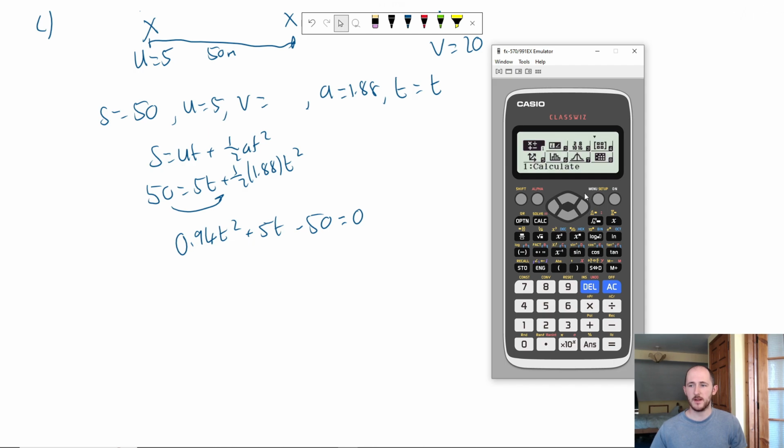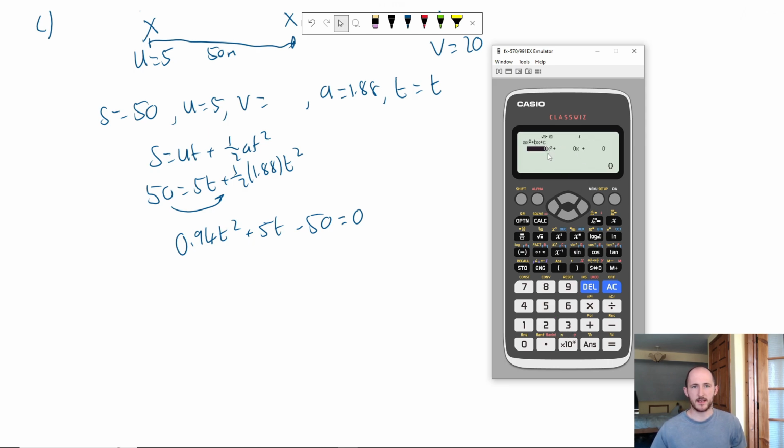If you go to menu, you go down twice, to the right once, you have something that says equation/func. Press equals and go to polynomial. Degree is going to be 2 because we're looking at squares. If there was a cube, we would press 3. If there was a 4, which there shouldn't ever be, then you press 4. And we just type it in.